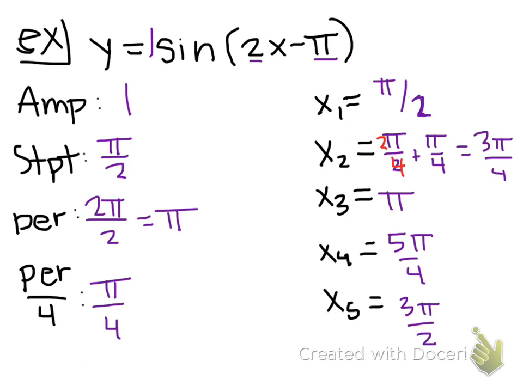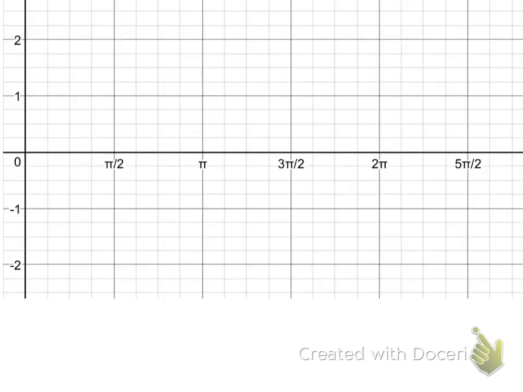And now that I have all this information, the last part of this is to get it all onto the graph. So my x1 value is no longer at the origin. My x1 value is now at pi over 2. Because it's a sine wave, it will still be at an intercept. My next value is 3 pi over 4.